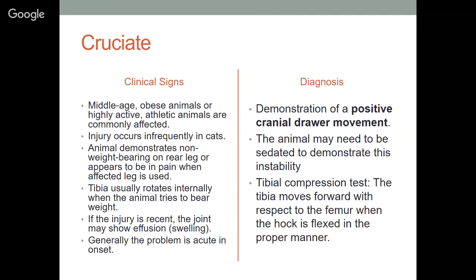It's an acute onset. To diagnose it, there's a test called the positive or the cranial drawer test. What we're doing is we're getting the animal on its side, and they may need to be sedated. We have them on that side, and we hold on to their femur firmly, and we take our thumb behind their tibia and try to move it forward. If it moves forward easily in front of the femur, then we know that that cranial cruciate ligament is torn, or at least partially torn, and it's not holding it in place.